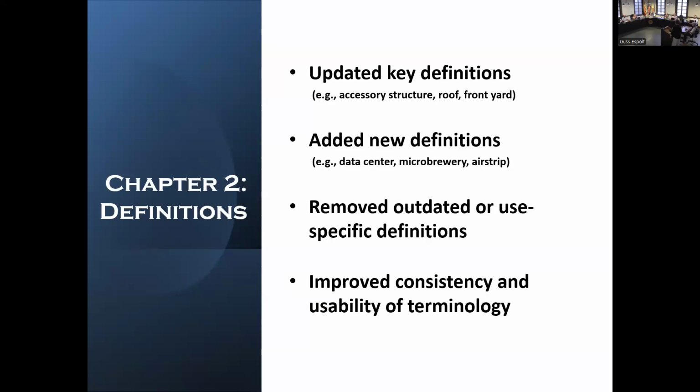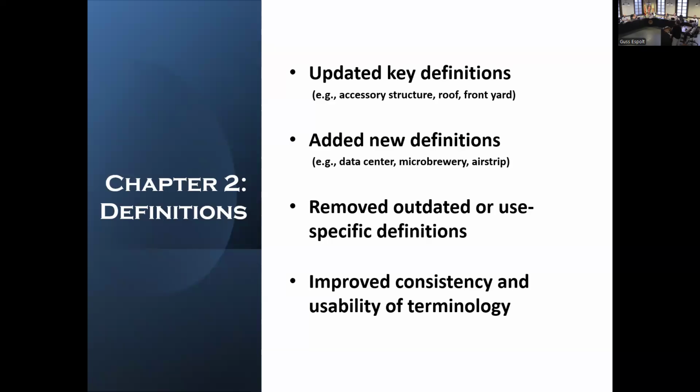An accessory structure cannot be built in said front yard. And so we changed the definition to just be the front yard setback of the parcel, depending on whatever the zoning is. So you cannot build an accessory structure in your front yard setback. So that's the way we decided to word front yard.